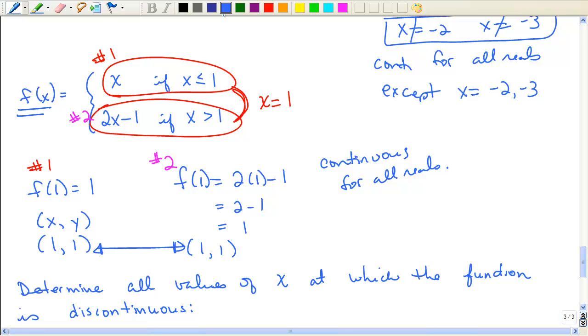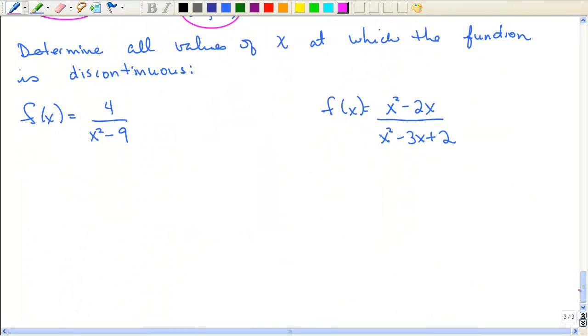Let me say this again. If you have a piecewise function, the only place to check, unless it's a really weird one, which I'm not going to give you, is these values. Just plug them into each piece, and if each piece yields the same number, then it's not discontinuous. It would be continuous. If those values are different, then it would be discontinuous at that x value.